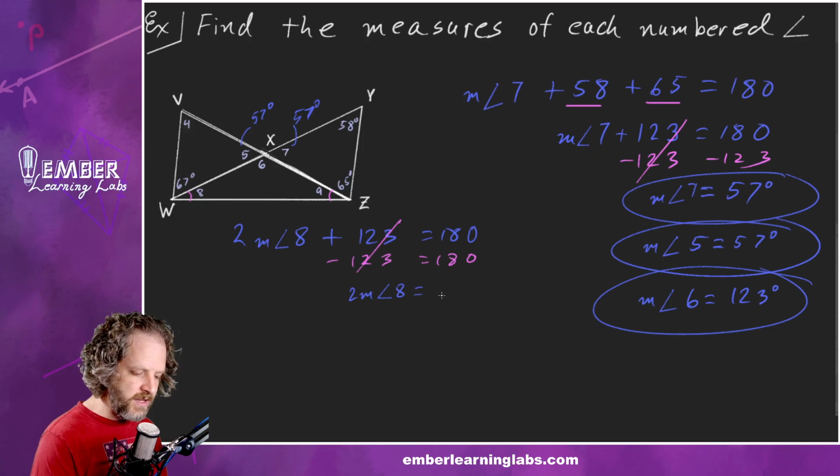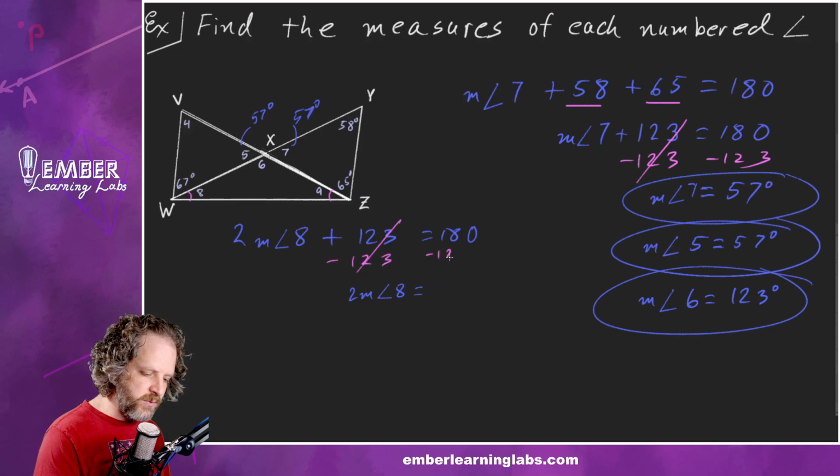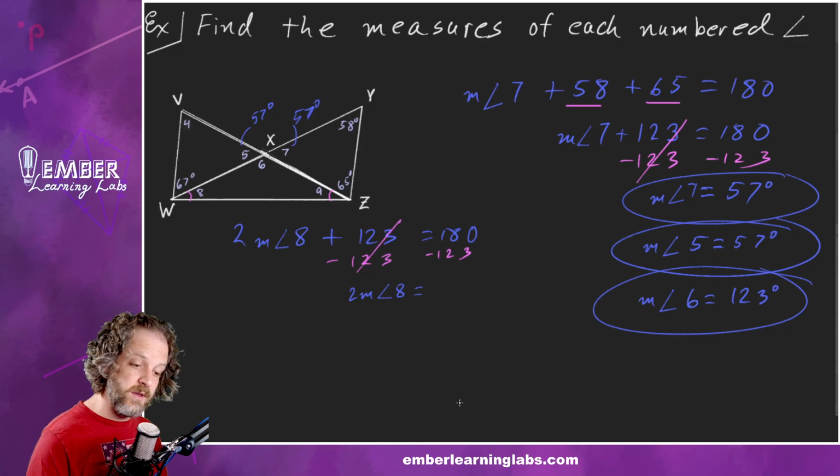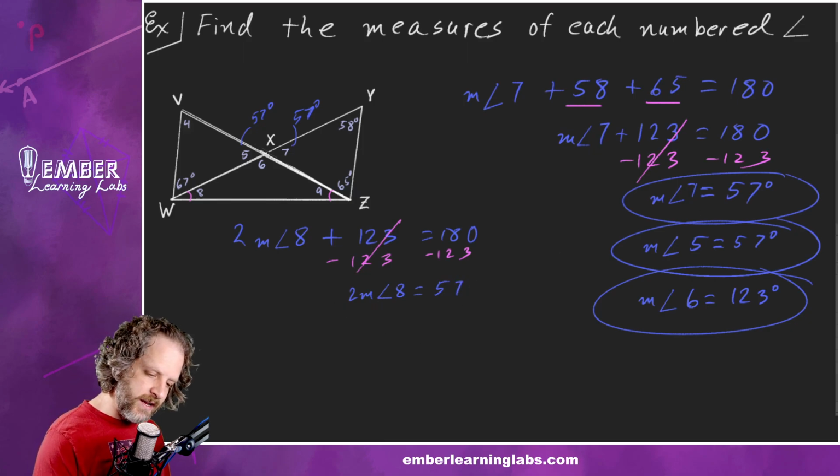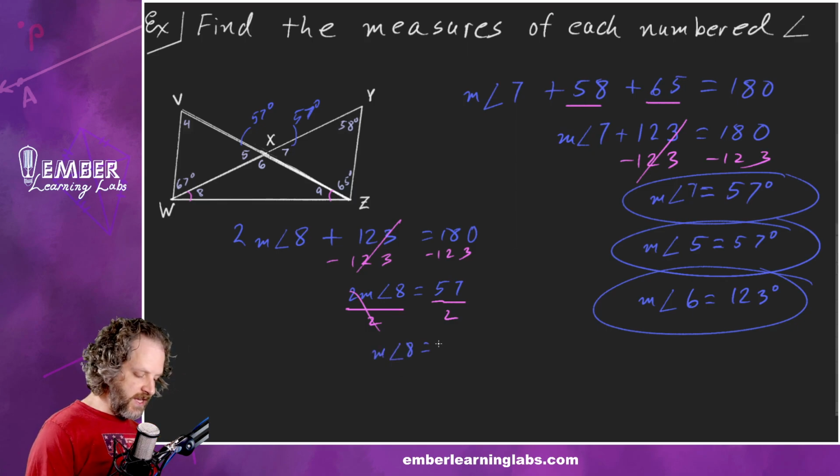So 2 times the measure of angle 8 equals 57. Sorry, y'all. I don't know where my brain is. Somewhere else. Minus 123. 2 times the measure of angle 8 equals 57. We already did that. Now we've got to divide and get rid of that 2. So we're going to divide by 2 on both sides. So the measure of angle 8 equals 57 divided by 2.